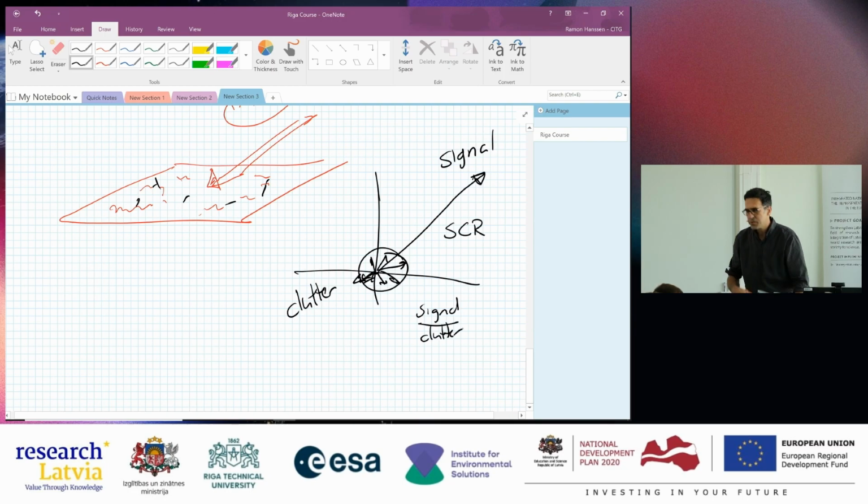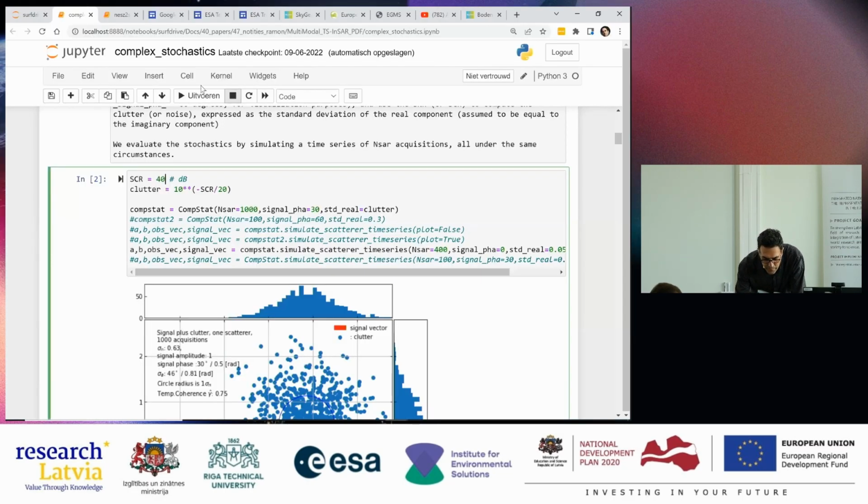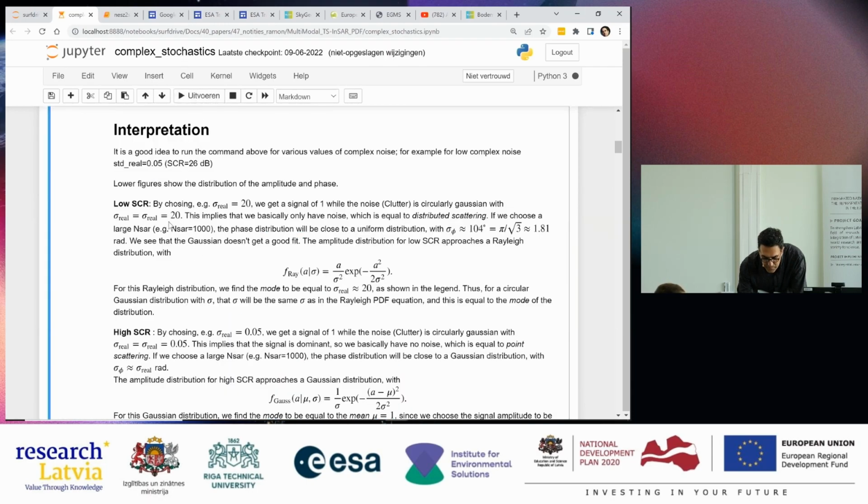We usually express it in dB. If that number is big, I have a very strong signal and a very low clutter, very low noise. If that number is small, I have relatively a lot of noise. That is what I try to do over here. So I'm going to show you now what happens if I have a high signal to clutter ratio.